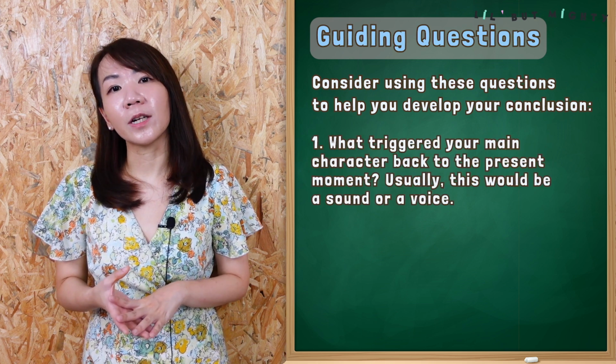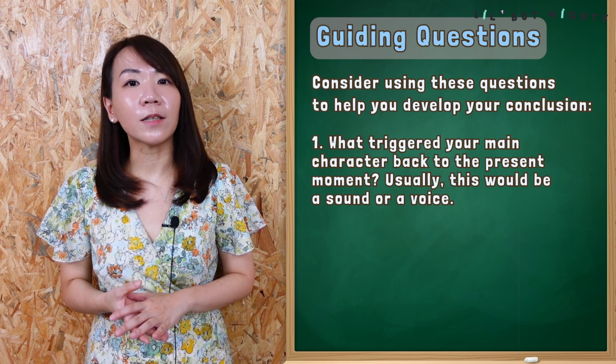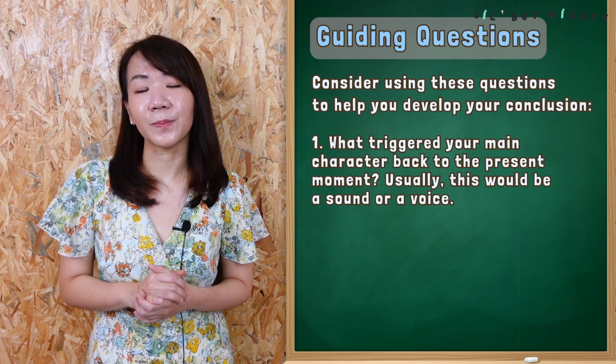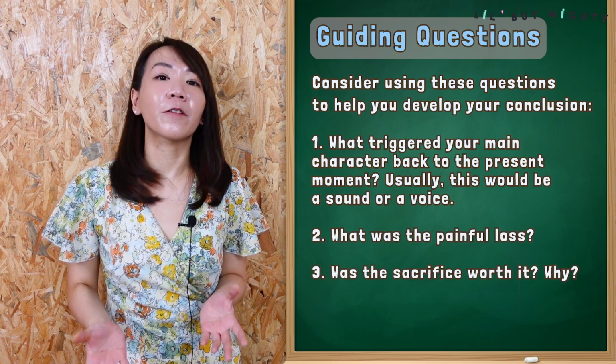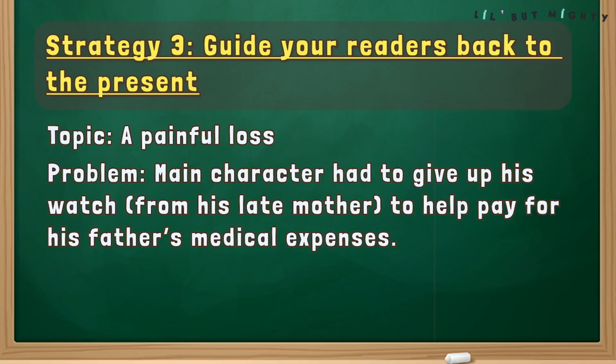Number 1, what triggered your character to come back into the present moment? Usually this can take the form of a voice from a different character or a sound. Number 2, what was the painful loss? Number 3, was the sacrifice worth it? Why? With those guiding questions, I'm now going to share an example.